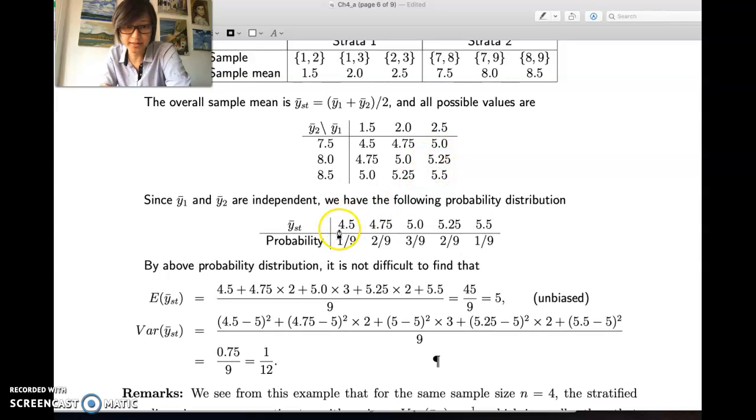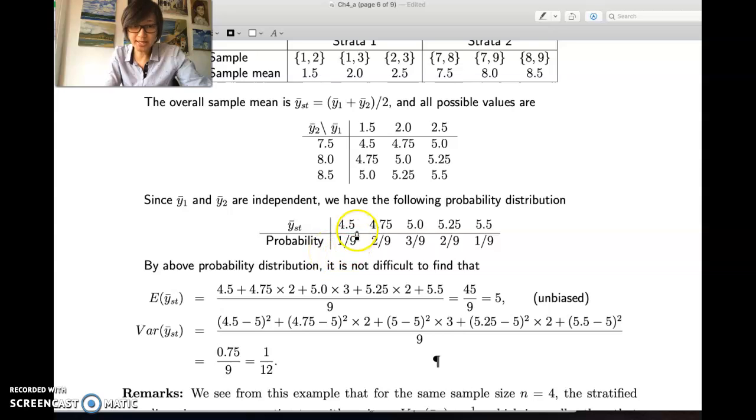So we can find that 4.5 appears once, so the probability would be 1 out of 9. 4.75 appears 2 times, so 2 out of 9, etc. So now we have a probability distribution for my y bar from stratification.